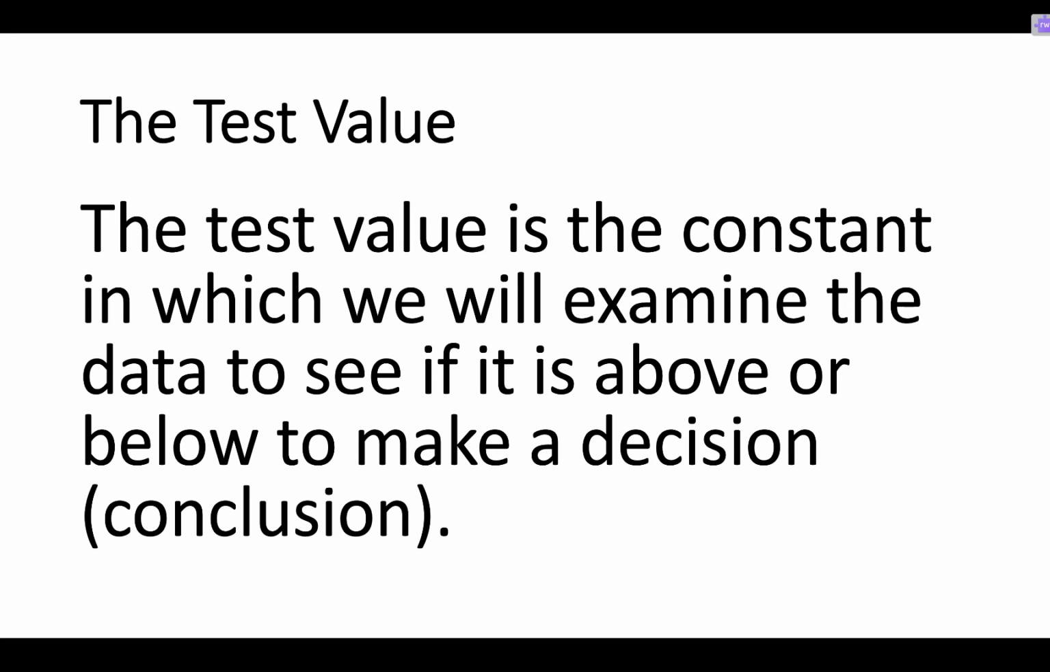When we move to the next test, we're changing directions and going to look at the difference between two means individually between themselves, and then you look at each mean versus that test value like a one sample t-test. But right now we're looking at a mean for the one sample t-test versus a test value or a criterion value. I like test value, it's easier to remember. The test value is the constant against which we will examine the data to see if it is above or below the mean to make a decision, basically a conclusion.